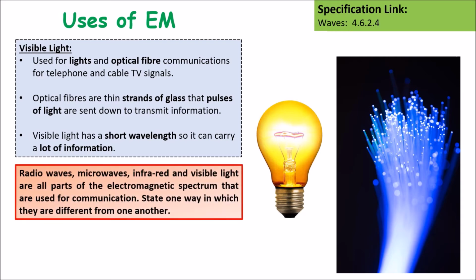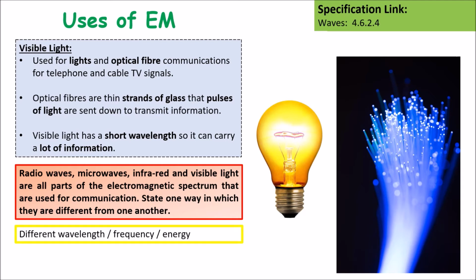So radio waves, microwaves, infrared and visible light are all parts of the EM spectrum that are used for communication. State one way in which they are different from one another. They all have different frequencies, wavelengths, and carry different amounts of energy.